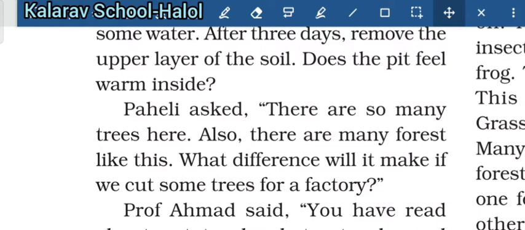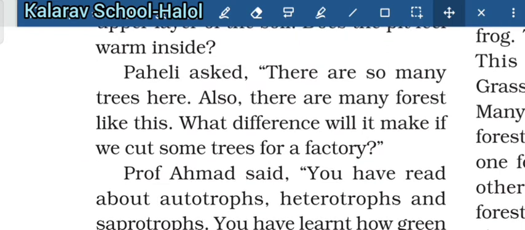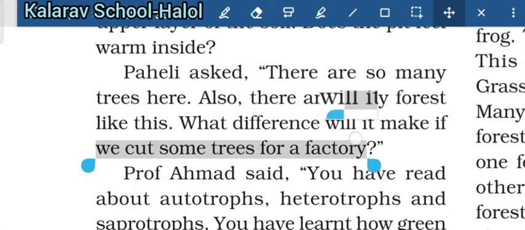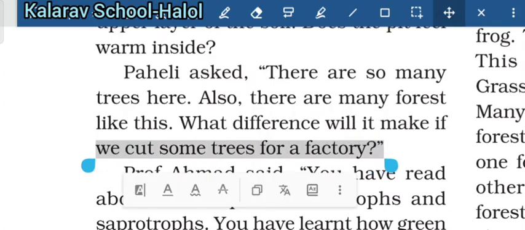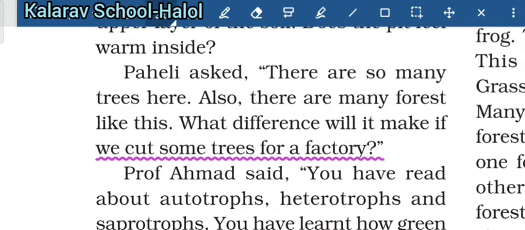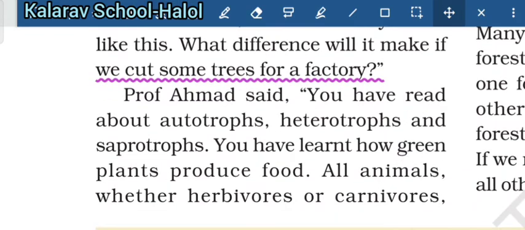So there are so many trees here. There are many forests like this. What difference will it make if we cut some trees for a factory? So here is the main question: what happens if we cut some trees for a factory?